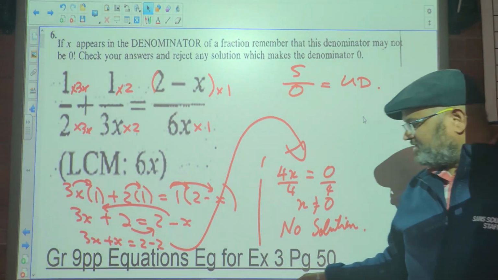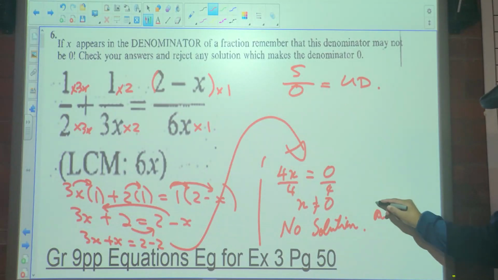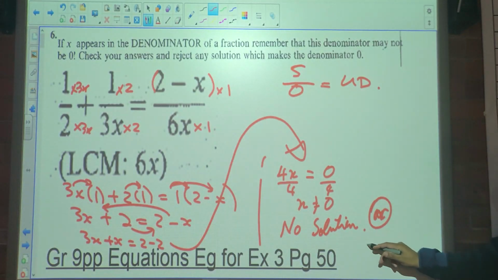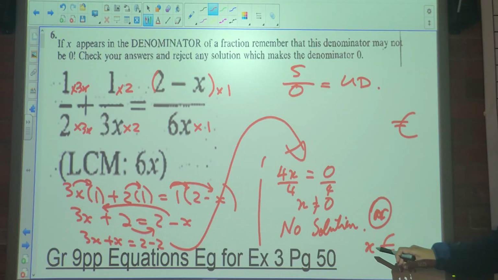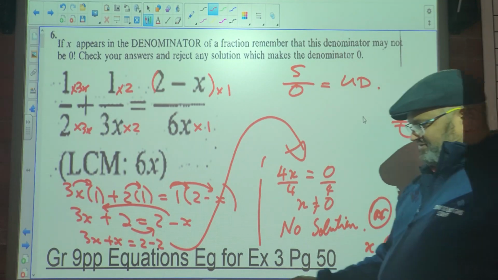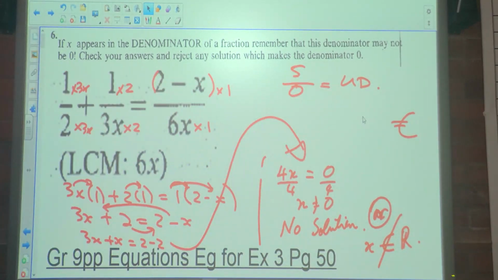You understand? So it's either you write no solution or you write x. What sign is this? Euro. Okay. Isn't that euro? People, this means element, which means to say part of the set. Not O, it's an E. So x is not an element of the real number set. Either or. Okay.